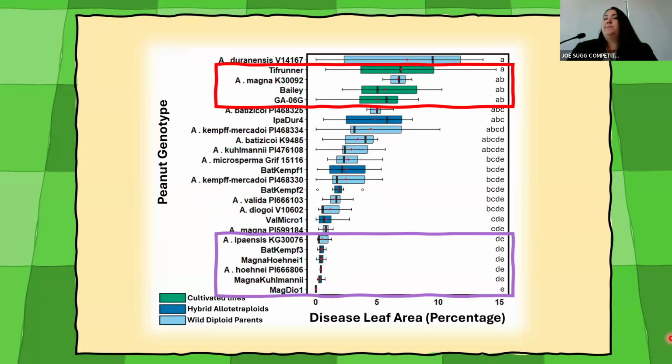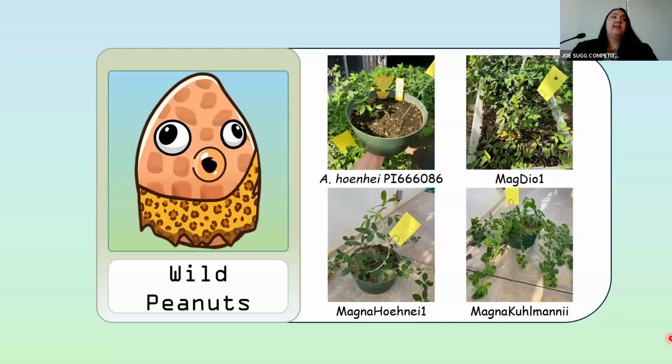And so to summarize this work, I was able to identify 4 different genotypes that had very promising resistance, one being a wild diploid, which was Arachis henni, and 3 of them being wild allotetraploids: Magdia 1, Magna henni 1, and Magna cum laude. The implications of this research are huge because they can potentially be used in the future for breeding programs.